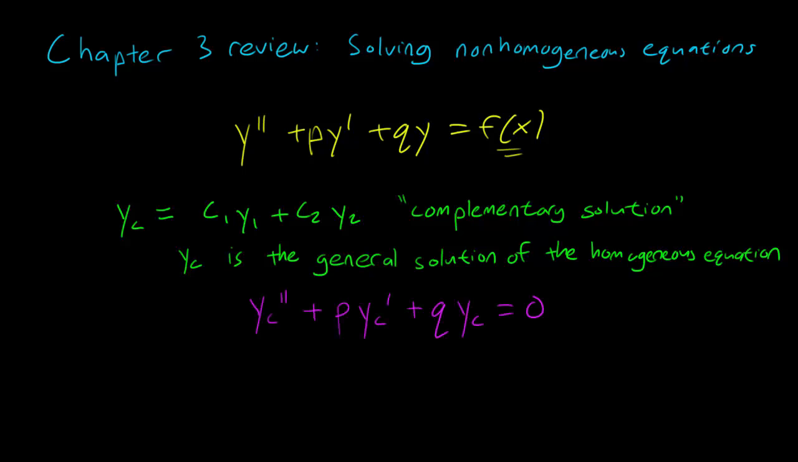So the homogeneous equation simply means that you remove the non-homogeneous part, remove the f(x), and this yc is the general solution of that equation. And you already know how to find the general solution. It's just the regular techniques we've learned.